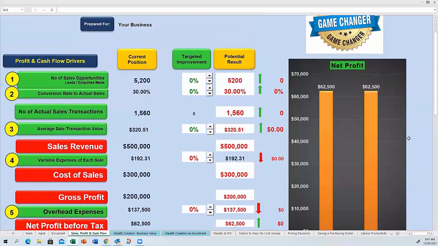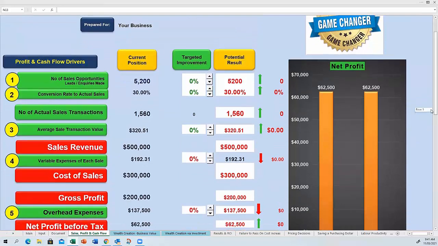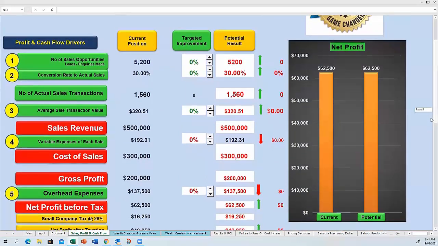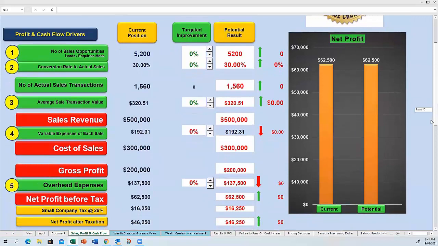Scroll down just a tad, and our overhead expenses there at number 5. Now, what's happened here is from the data that we've actually input from the financials and other records, this has come straight through into this area of the calculator.